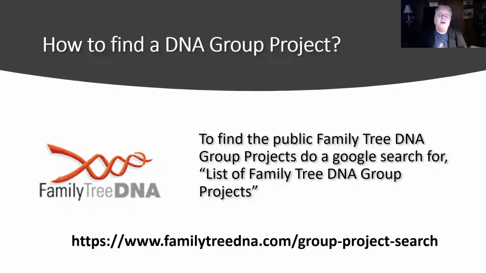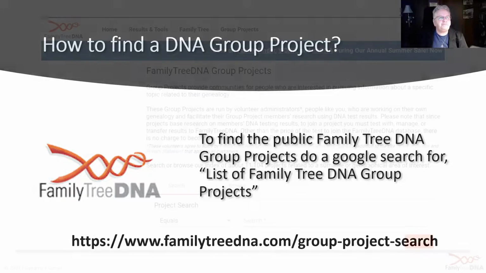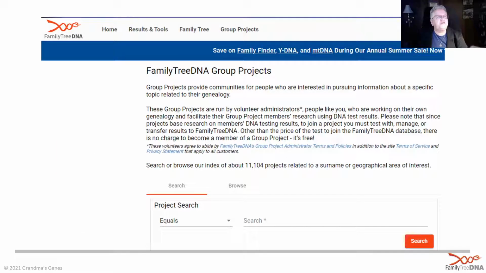If you want to find a DNA group project at Family Tree DNA, type a Google search that says list of Family Tree DNA group projects. If you don't put list before it, you're going to get a bunch of help pages, which are nice, but it's not going to get you to the search page, and that link at the bottom of this page will. And this is what that search page looks like.